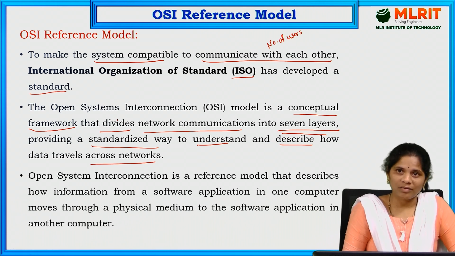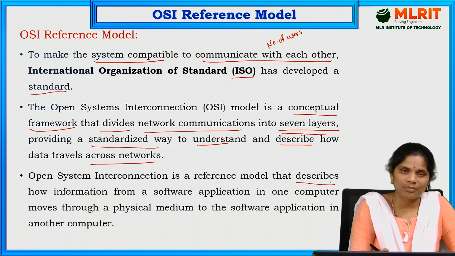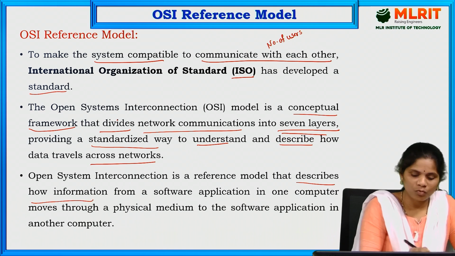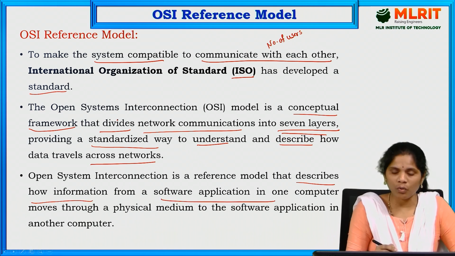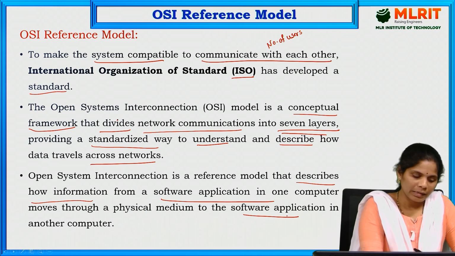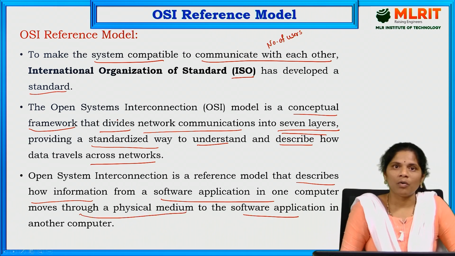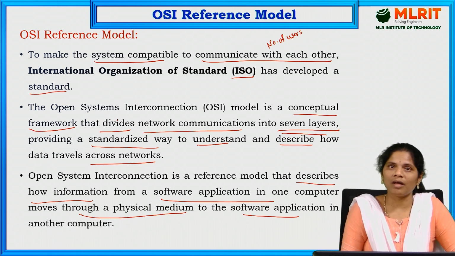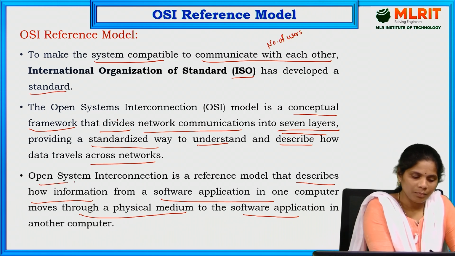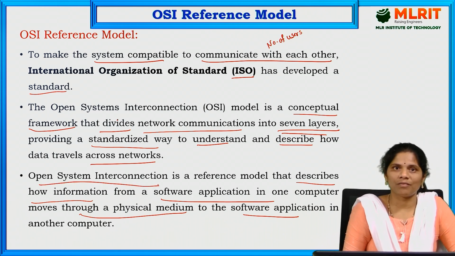This OSI reference model also describes how information is transferred from a software application in one computer to another computer through a particular physical medium. How the data is transferred from one software application of a computer to another software application in another computer. That is the main aim of the Open System Interconnection, that is, the OSI reference model.